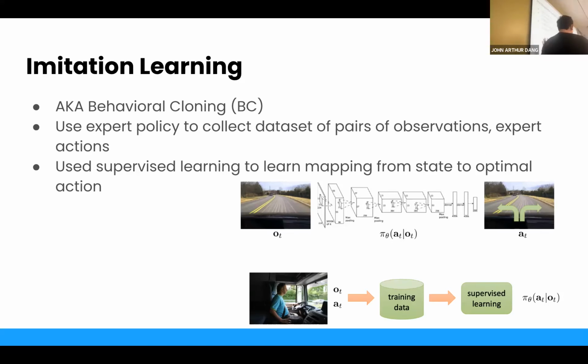And now all you do is you just train some neural network with supervised learning. Maybe it's a CNN that takes in the image observation and then outputs the steering and acceleration. That'll be your neural network policy. And you just train it with normal supervised learning. There's no RL in here. And you can learn a mapping from state to optimal action. So sounds like it's good, right? We don't need anything else.